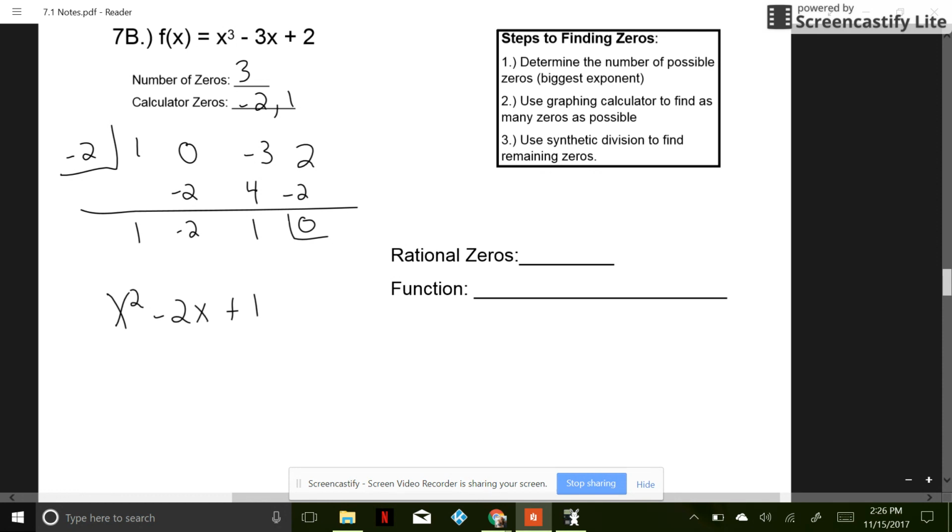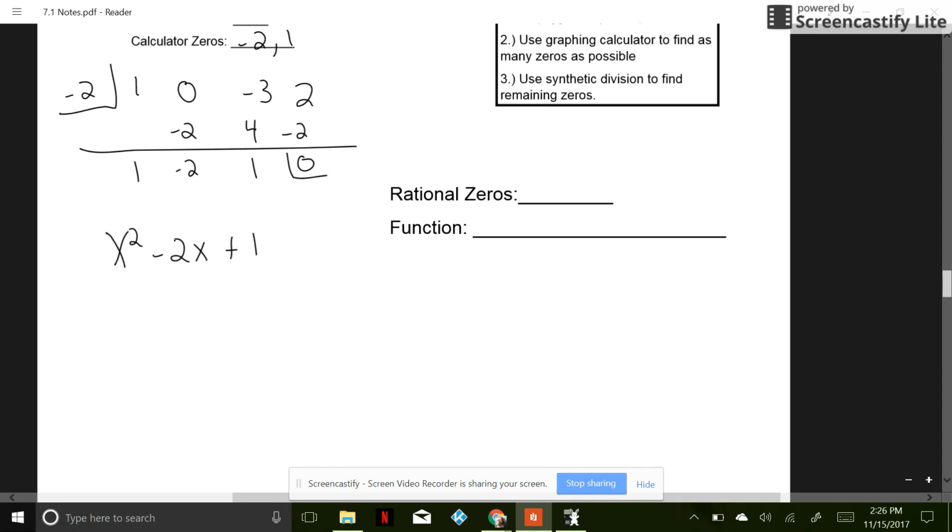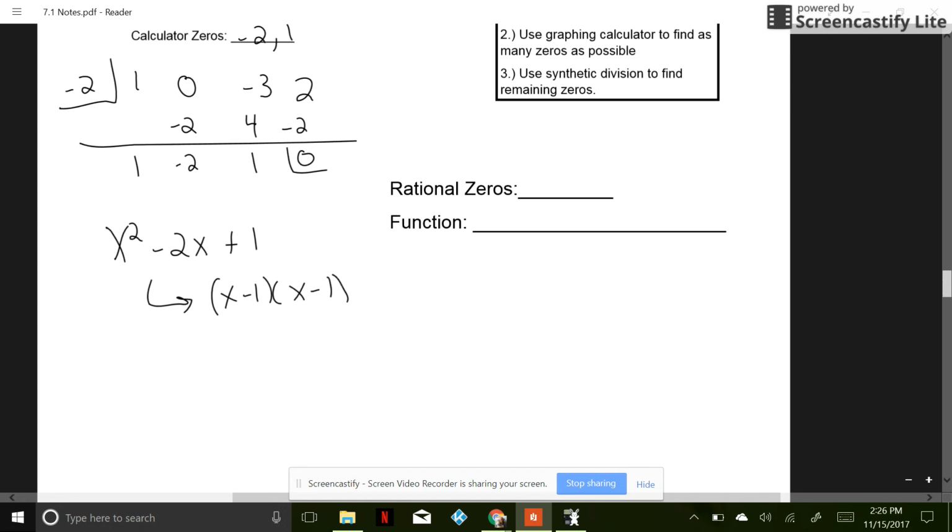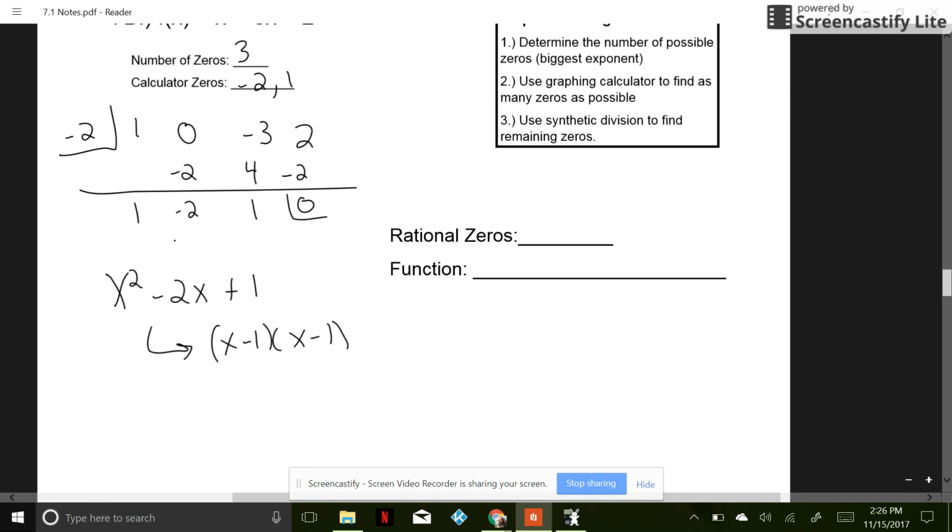Well, this does indeed factor. Two terms that multiply to get 1 and add to get -2 would be x minus 1 and x minus 1. So this is showing us there's a repeated root. We already have 1 as a factor. We just happen to have 1 as a factor twice.